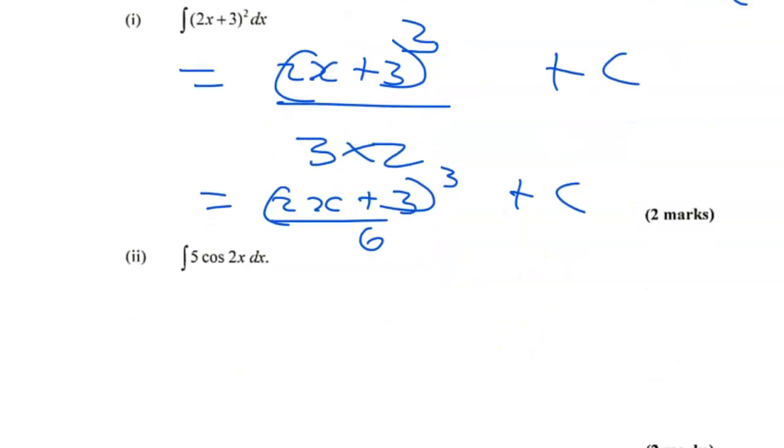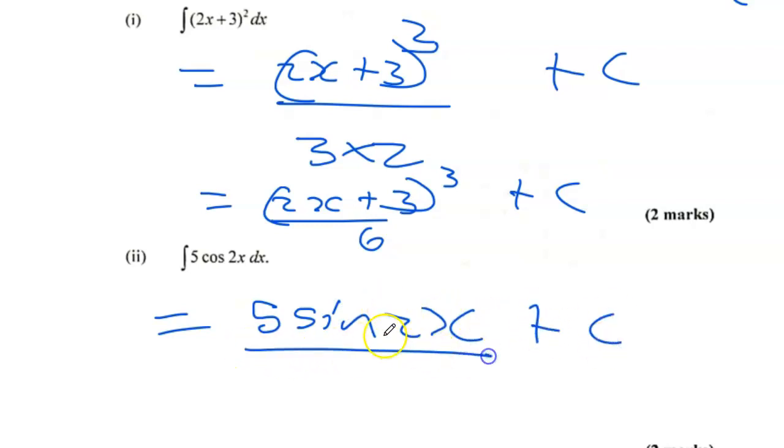Next, integrate cos. The integral of cos is sine, right? So it's 5 sine 2x. And of course, because we're integrating, we divide by the x coefficient there, which is 2. So 5 sine 2x over 2 plus c.